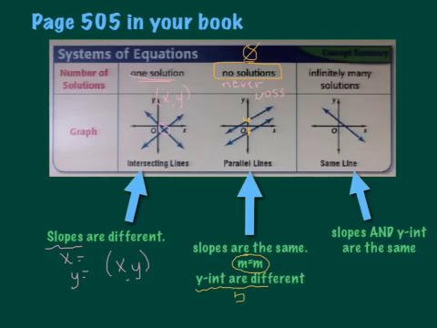And the third type we have is called infinitely many solutions. That's when we've got a situation where the y = mx + b is exactly the same for both equations. These are the same line. So we say that they have infinitely many solutions, or sometimes we just say they have infinite solutions. In this case, the slopes are the same and the y-intercept is the same.